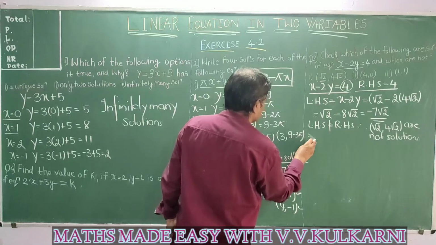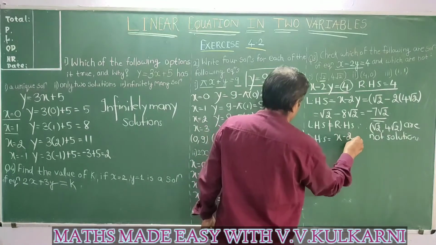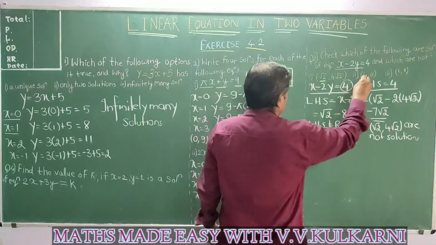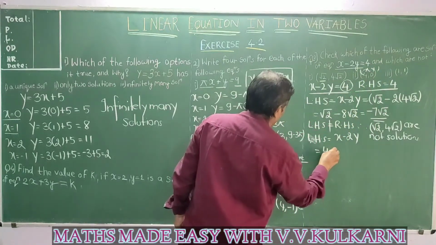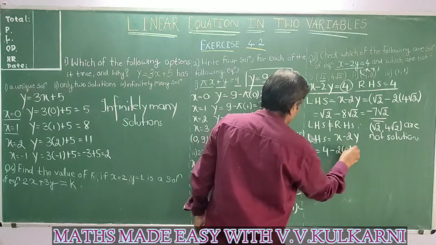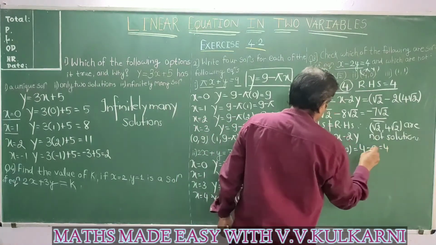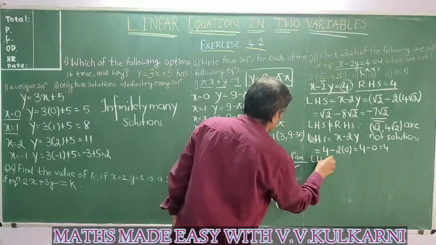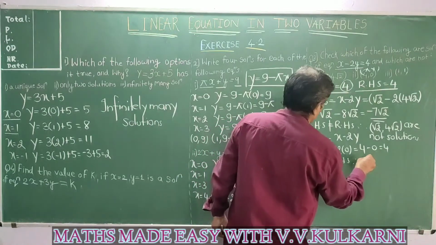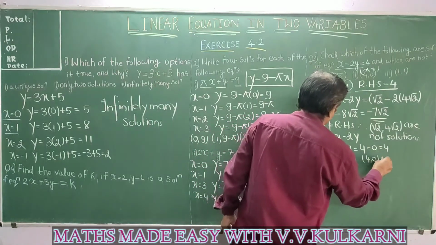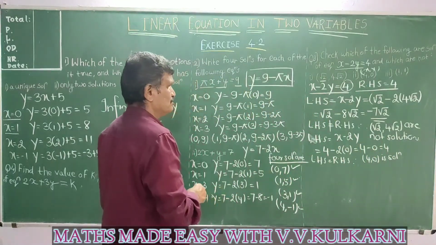Now the second one. LHS is equal to x minus 2y. See here, x is 4 and y is 0. That means 4 minus 2 into 0, that is 4 minus 0, that is 4. So LHS is equal to RHS. Therefore 4, 0 is a solution.